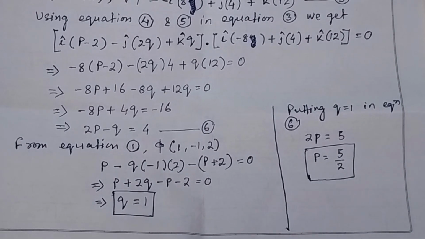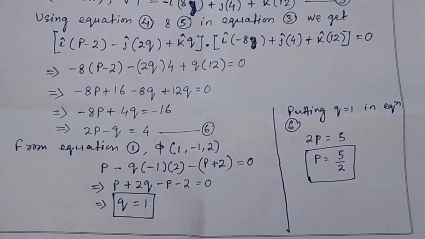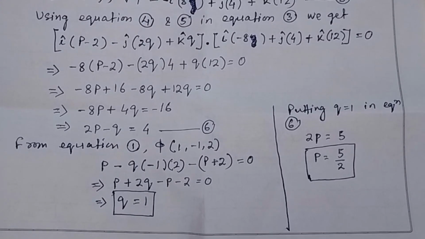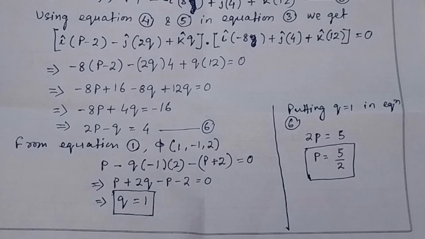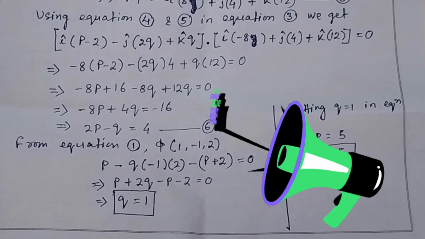So in this way you can find out the value of the constants p and q so that the two given surfaces are orthogonal at the given point.